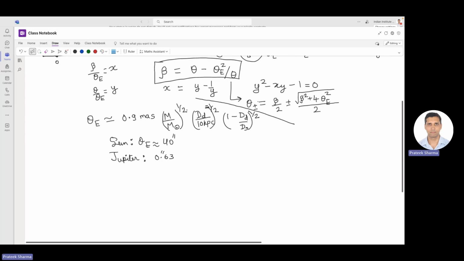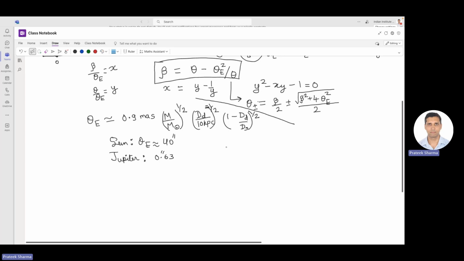It's a quadratic equation. These are the solutions. The other thing is, now we'll talk about magnification. As I said, the background sources can be, their flux can be magnified.